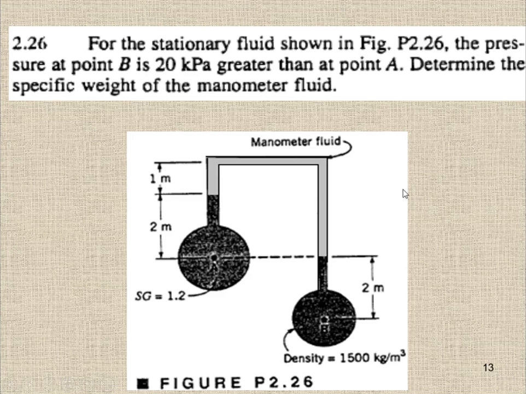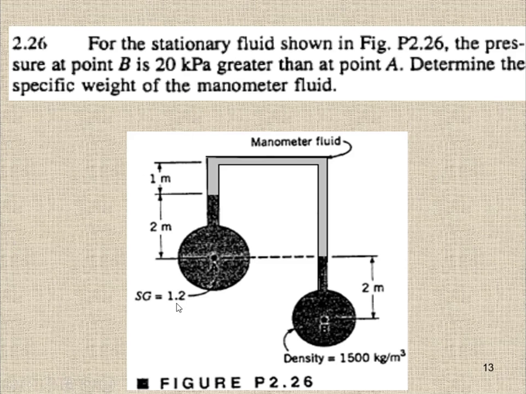So I am considering the datum at this point. That means the pressure here and the pressure here is the same. So let's see how we can make the equation. From here, I consider the pressure on this side and the pressure on this side. Here PA, we are going up, that means the height from here to here is 2 meter. And the specific weight of the fluid is 1.2.